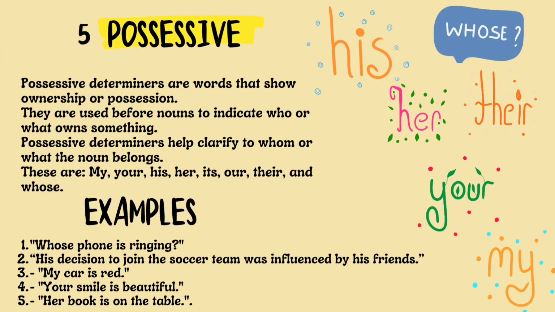Next one is possessive. Possessive determiners are words that show ownership or possession. They are used before nouns to indicate who or what owns something. Possessive determiners help clarify to whom or what the noun belongs. These are my, your, his, her, its, our, their, and whose.